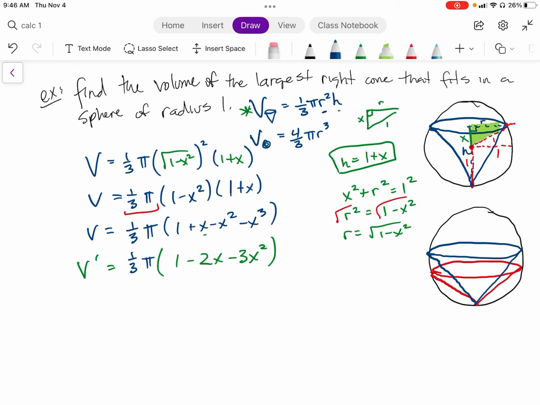And to optimize, we need to set that derivative equal to 0 to find critical points, right? 1 minus, so, okay, I'm going to rewrite it, and then we'll factor out a negative and go from there. So keep in mind, this is the derivative.